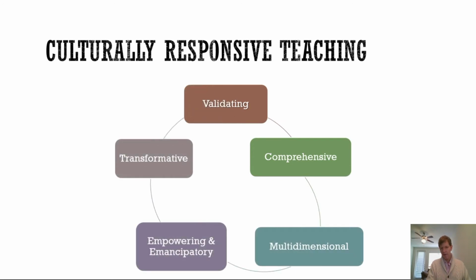So from there, make sure that your teaching is validating to the student's background, personal identity, as well as cultural identity and ethnicity. Make sure that it is comprehensive, meaning it is integrative. Remember what I said about don't do tokenism. Don't think that you need to separate the culturally responsive part from the academic part. Tie it in there, make it meaningful.